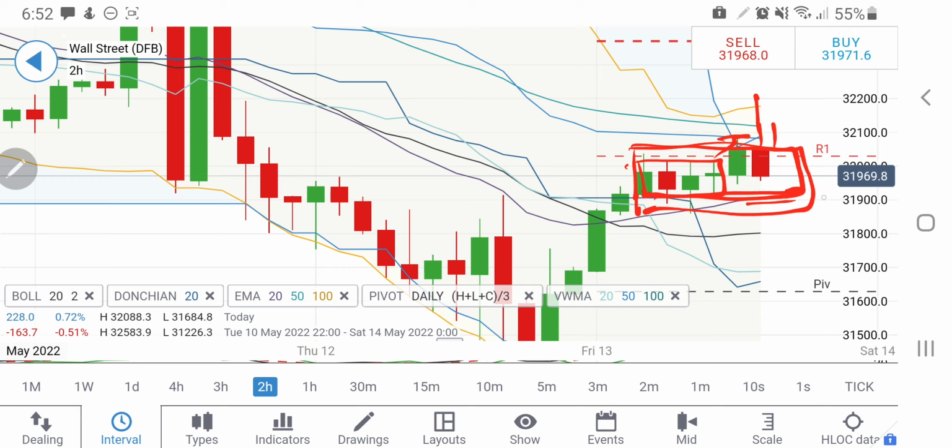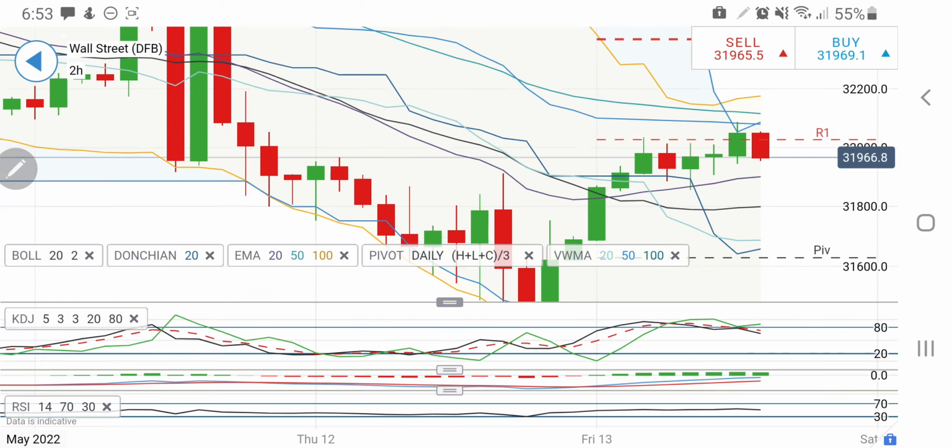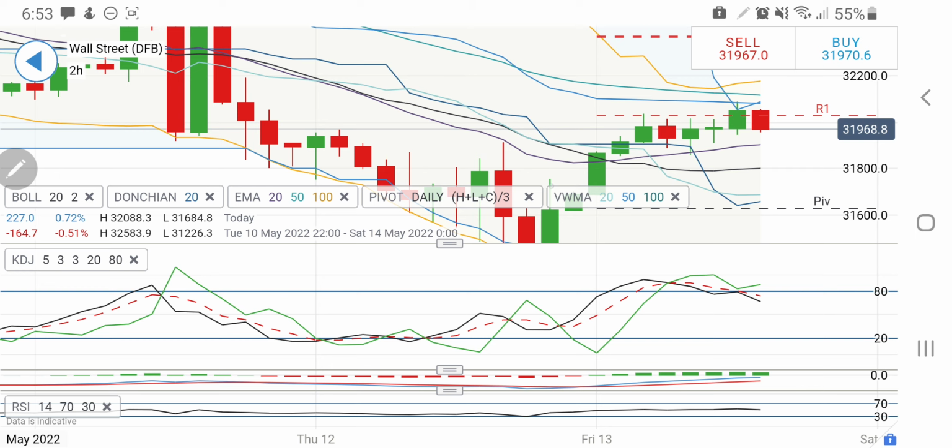And yes, on the downside, breaking 31900, we may see a sharper fall to the 31800, 31650 zone, which is going to be a very strong support zone. So below 31800, you can expect 31650, 31500, then 31400, 200 levels can also be seen.